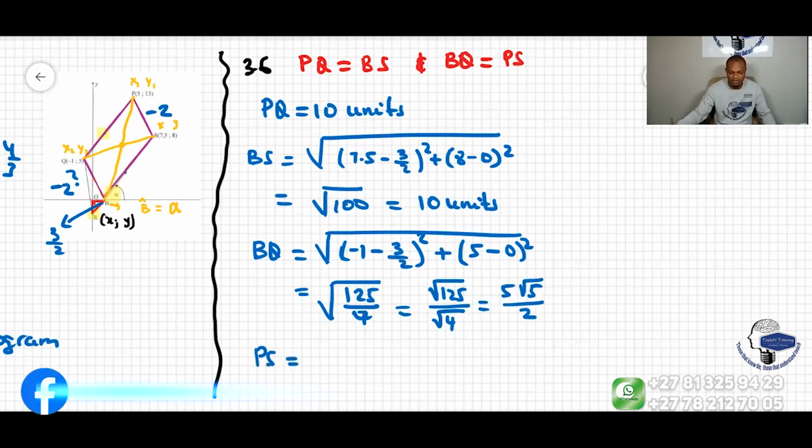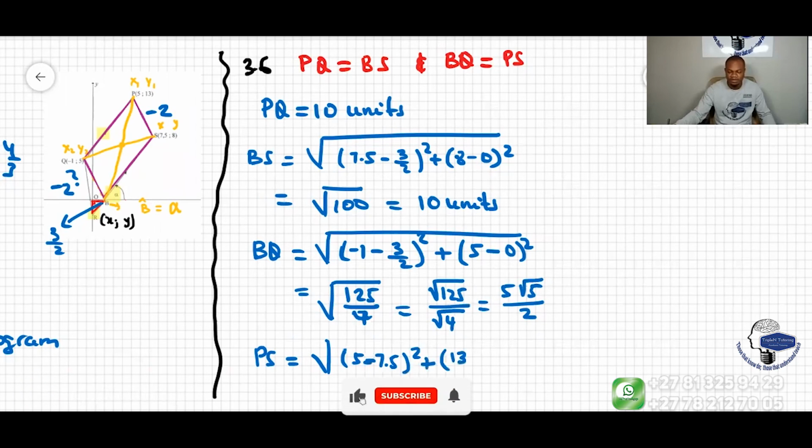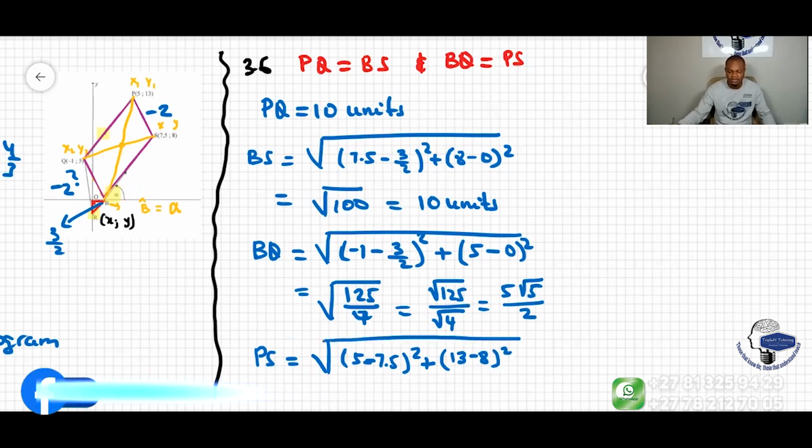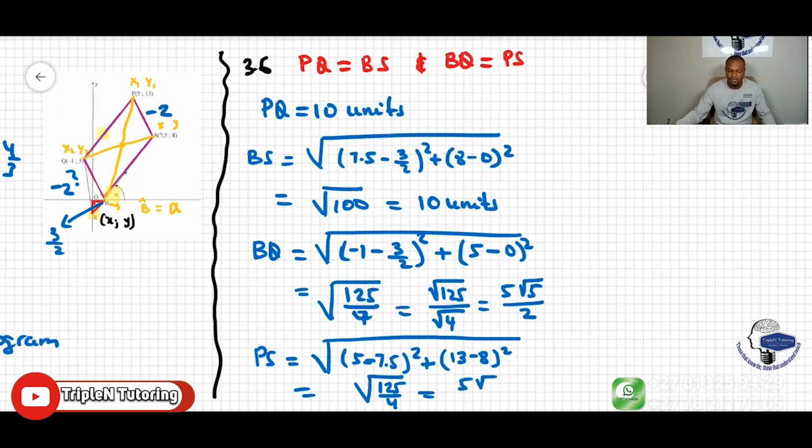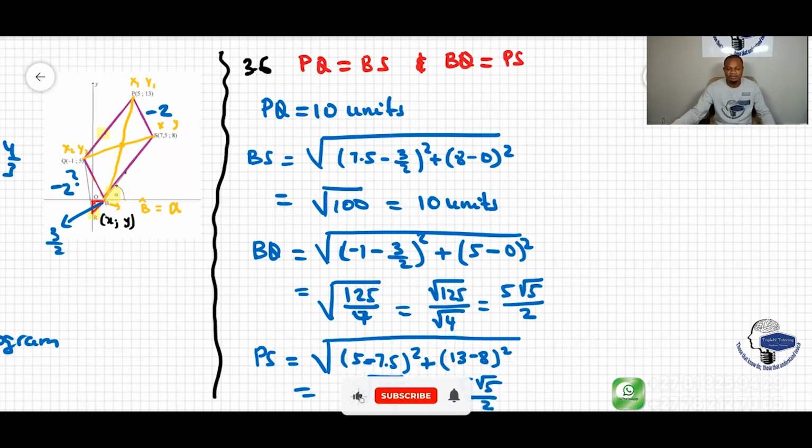And let's see PS. PS will be the square root of 5 minus 7.5 to the power of 2 plus 13 minus 8 to the power of 2. This also gives the square root of 125/4, which is 5√5/2. In conclusion, this is also a parallelogram. Thank you.